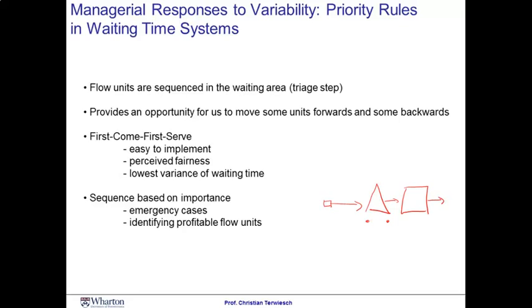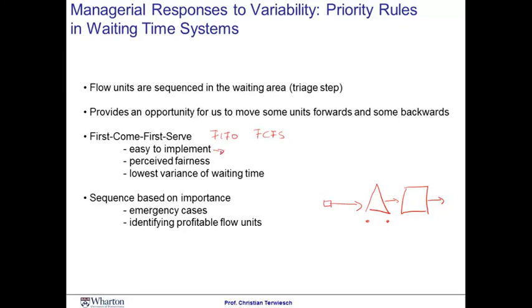The default attribute is we do nothing, and the only attribute that drives your position in the line is when you arrived. This is what's called the first come first serve rule. Our accountant colleagues call this FIFO, for first in first out. We in operations prefer first come first serve. The benefit of the first come first serve rule is it is easy to implement.